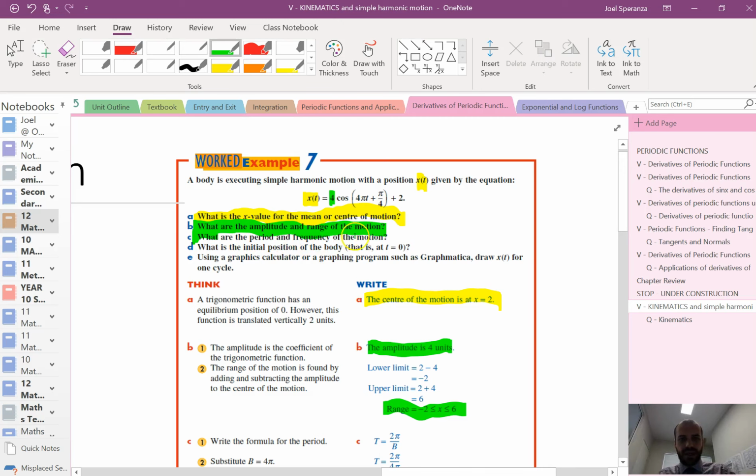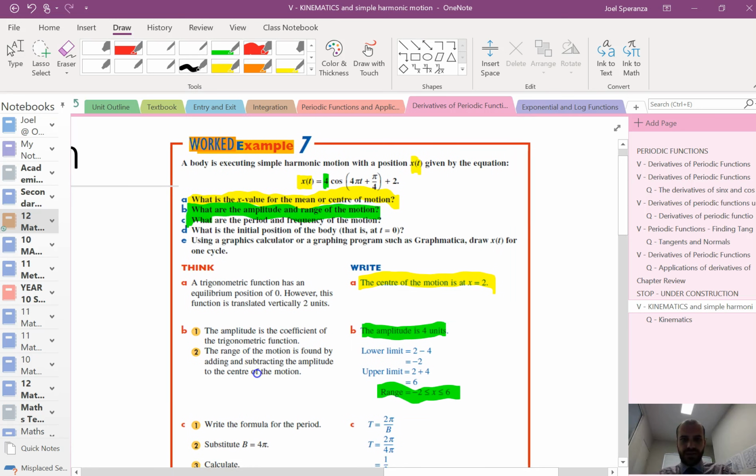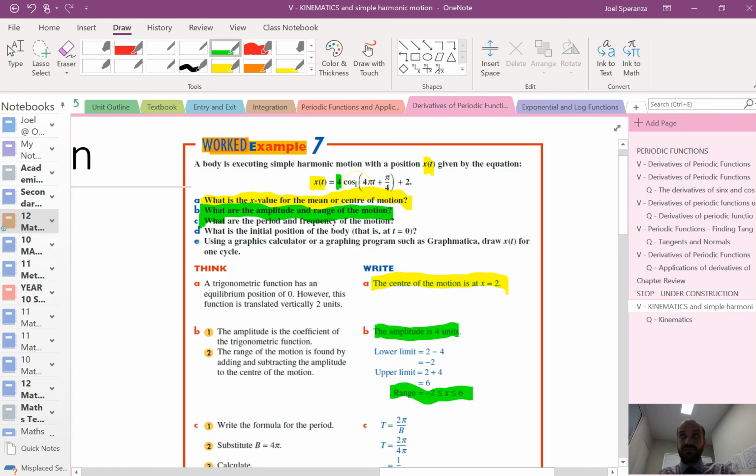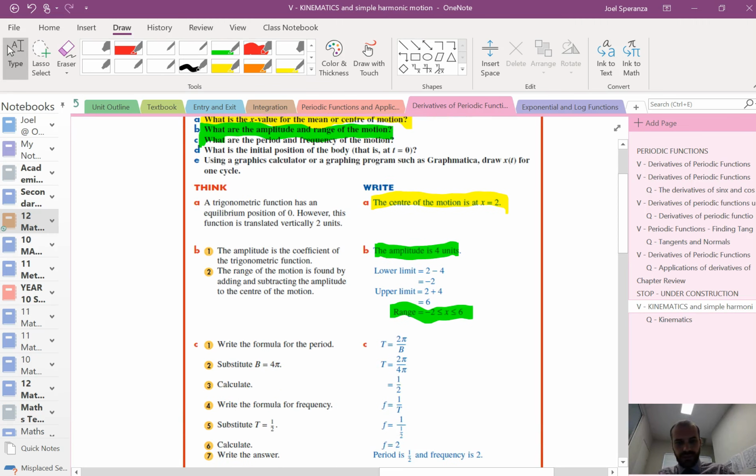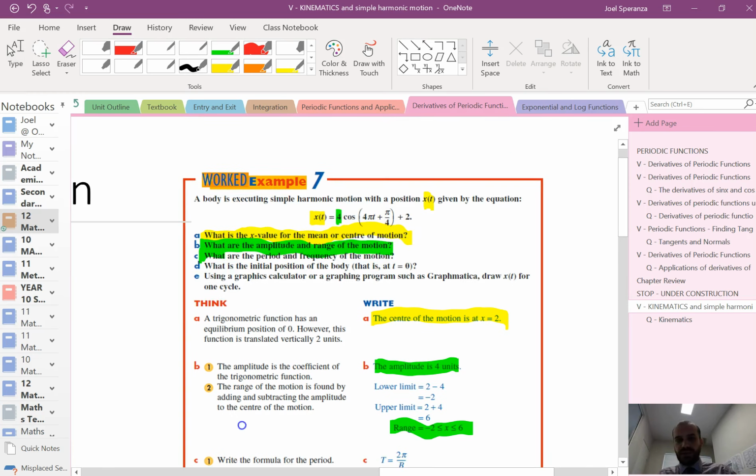Okay, so that was part A. Part B: what are the period and frequency? Now, period and frequency, we're not going to worry about frequency, but we are going to talk about period. So the period equals 2π over b. The b value is 4π here, so 2π over 4π is 1/2. So our period is 1/2. Now, if you wanted to find the frequency, you'd do 1 over 1/2, which is 2. That means it's oscillating twice every second. That's what a frequency is. But again, I'm not worrying too much about it.